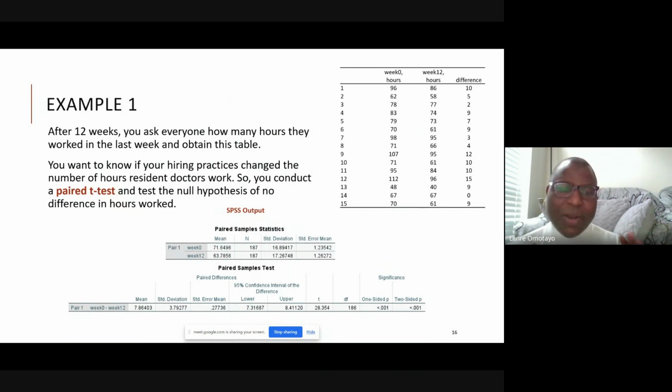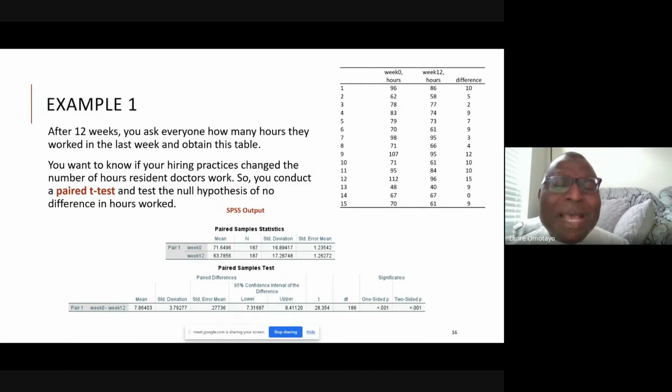Here, what they are doing is subtracting the number of hours worked at week 12 from the number of hours worked at week 0, right? Meaning that if you get a positive number, it means more hours were worked during week 0. And if you get a negative number, it means more hours were worked during week 12. So how you arrange this does matter. You always have to look at how you arranged your data and what the output is exactly saying.